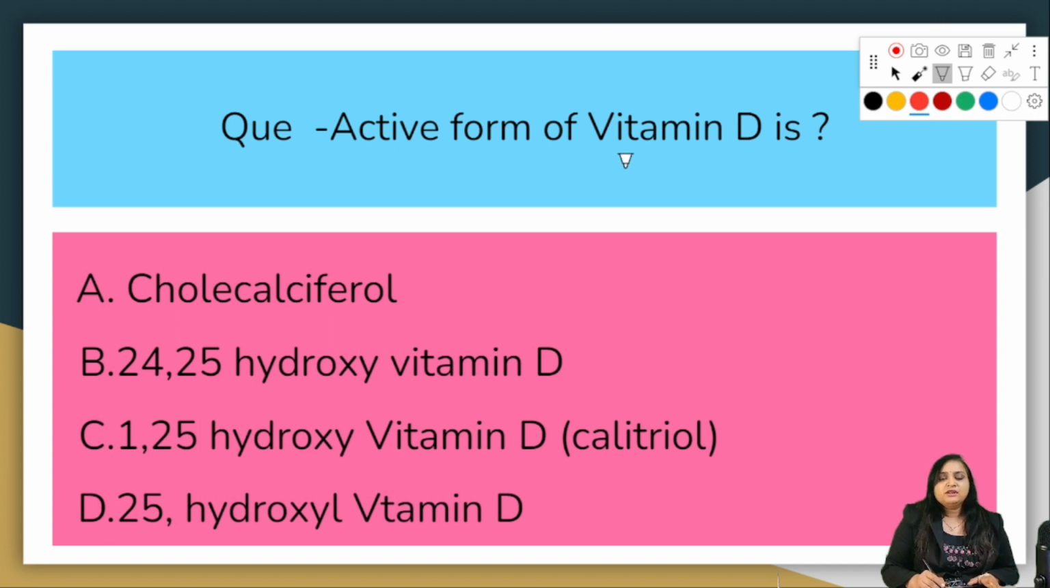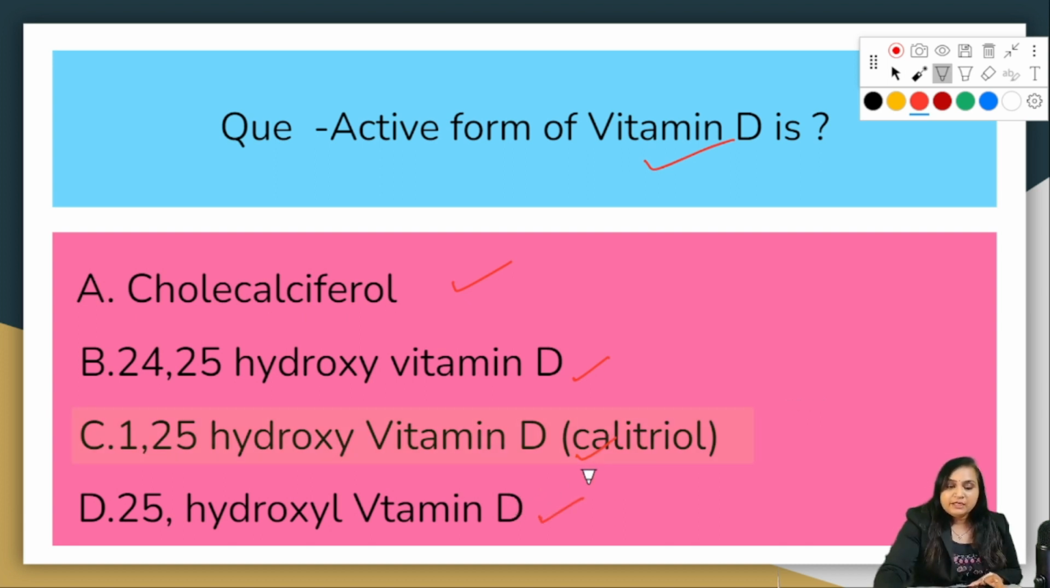So first question is, what is the active form of vitamin D? Is it cholecalciferol? Is it 24-25 hydroxy vitamin D, or is it 1,25 hydroxy vitamin D, that is calcitriol, or is it 25 hydroxy vitamin D? And the correct answer is option C, 1,25 hydroxy vitamin D, that is also called calcitriol.